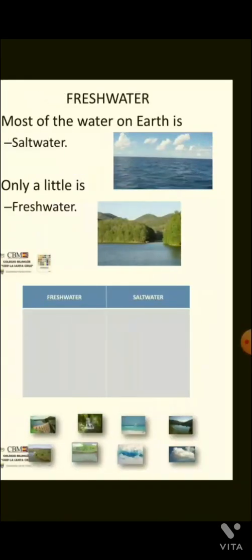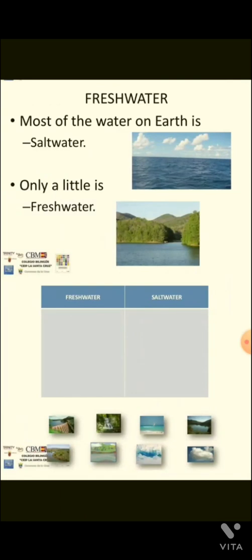Okay. Fresh water. Most of the water on earth is salt water. You know that 71% of the area is covered by the oceans and seas, and in the seas and oceans salt is present and minerals are present, and that's why we cannot drink this water, because salty water we cannot drink, we cannot digest it. Only a little is fresh water.